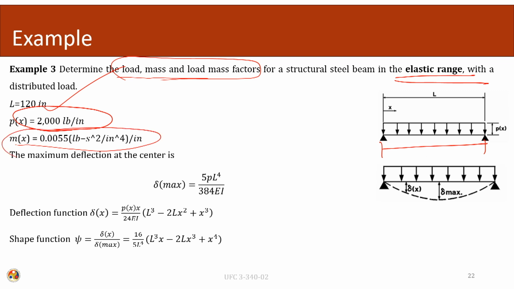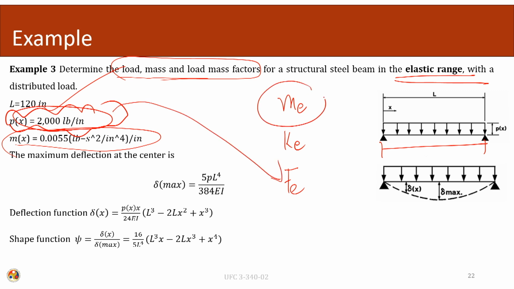Now, remember here, in order to calculate the M equivalent and K equivalent, the magnitude of the force is not required. Only when we are calculating the effective equivalent forces will this magnitude be required. Otherwise, for calculating the equivalent mass and the equivalent stiffness, we do not require the magnitude of the forces. So, now we look into the problem.